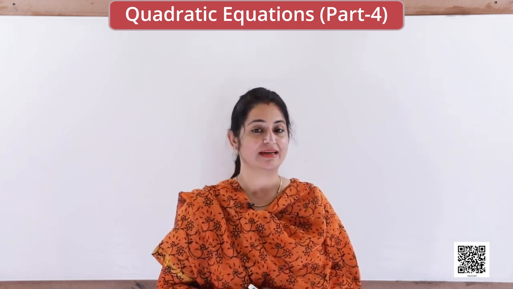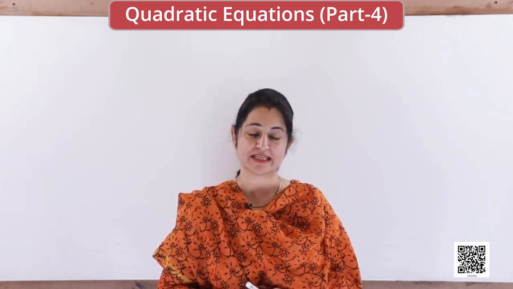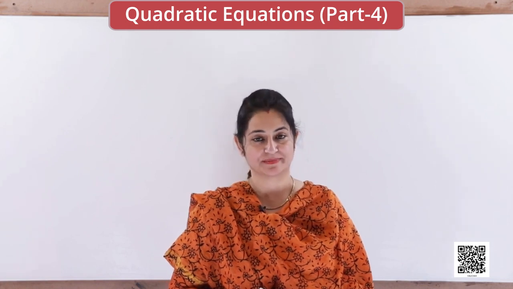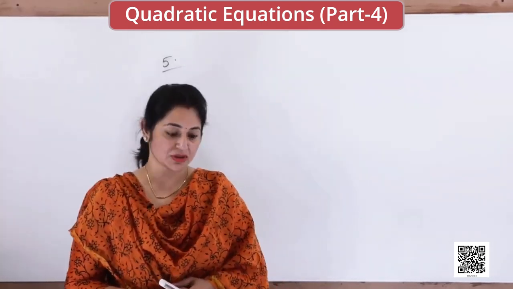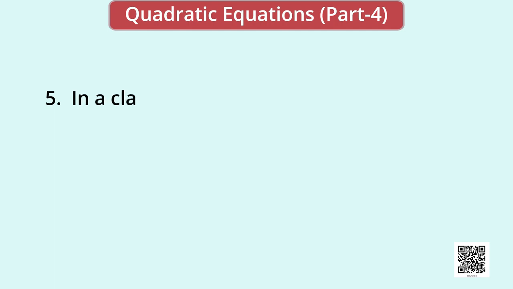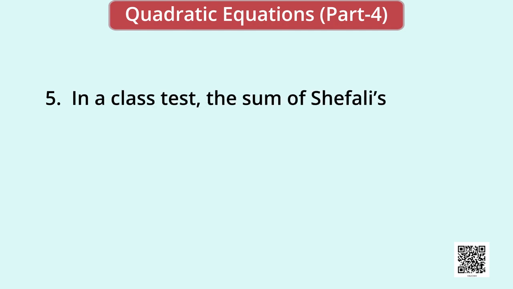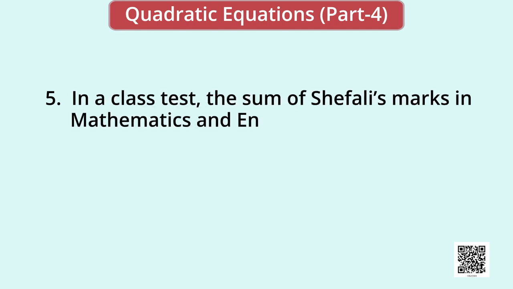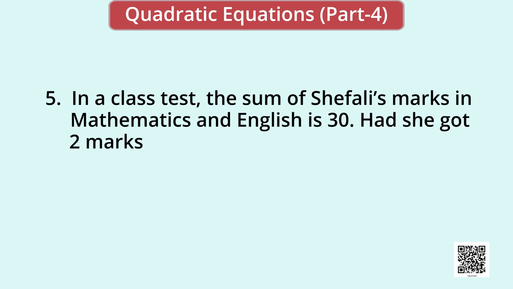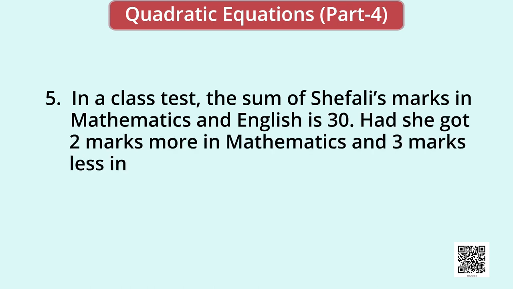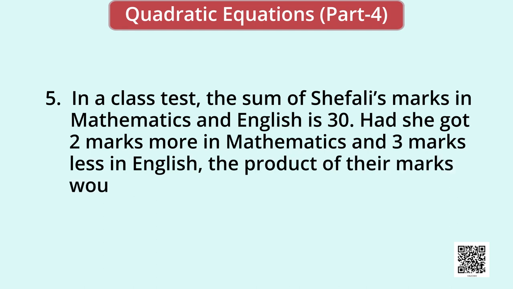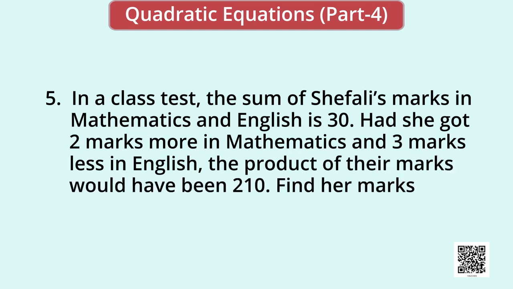So today let's start with some more problems from the same chapter, Quadratic Equations. Now the next question, question number 5. In a class test, the sum of Shefali's marks in mathematics and English is 30. Had she got 2 marks more in mathematics and 3 marks less in English, the product of their marks would have been 210. So find her marks in the two subjects.